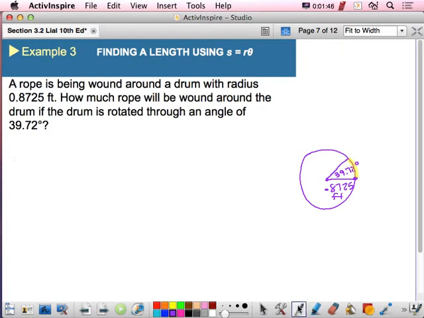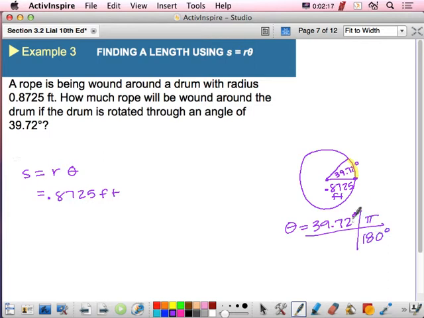Now we know our formula for arc length is S equals R theta. And our radius is 0.8725 feet. But I don't know my angle because I have to list that in radians. So I'm going to come off to the side and convert 39.72 degrees into radians. We're going to multiply by pi divided by 180 degrees, cancel our degrees, and clean that up and list our angle as an exact radian measure.